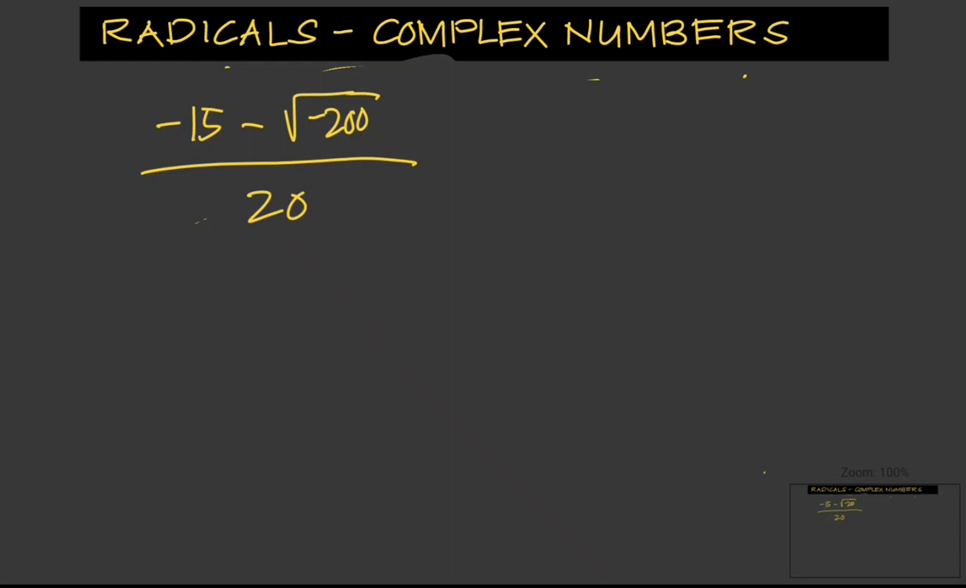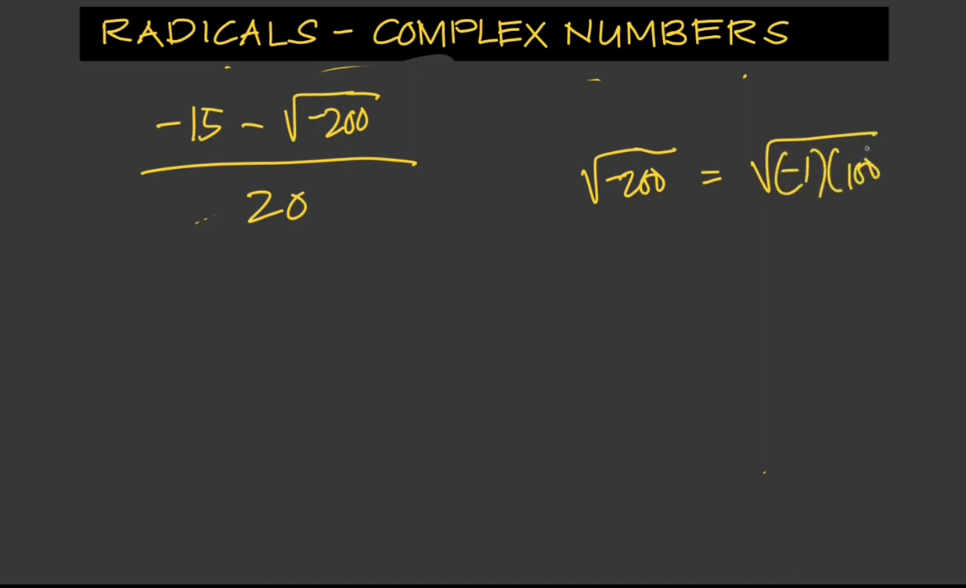We find the perfect square factors, including negative 1. So for the square root of negative 200, we can write this as the square root of negative 1 times 100 times 2. Then we can extract the square root of negative 1, which is just equal to i, and the square root of 100 is 10. So the square root of negative 200 is just equal to 10i square root of 2.